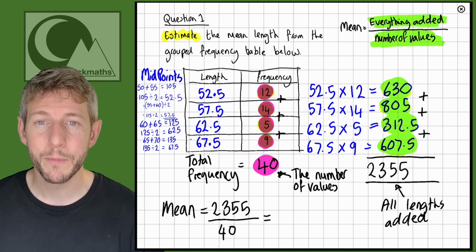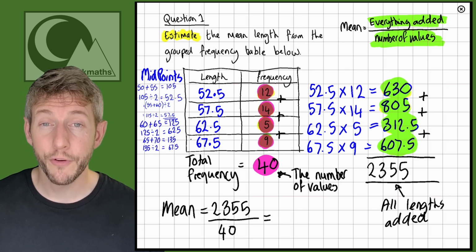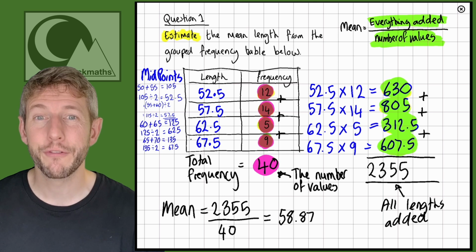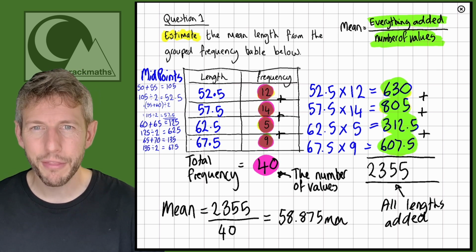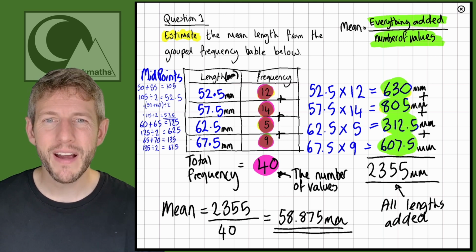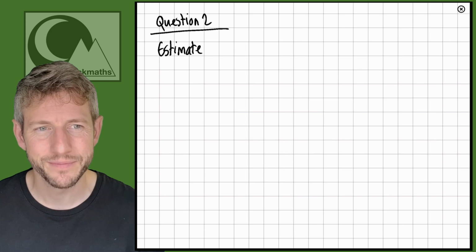So now we can simply calculate the mean. So 2,355 divided by 40 equals 58.875 millimeters. Because remember, we've estimated the mean length, so the mean length will be in millimeters. Okay, great. Right, let's have a go at another question.